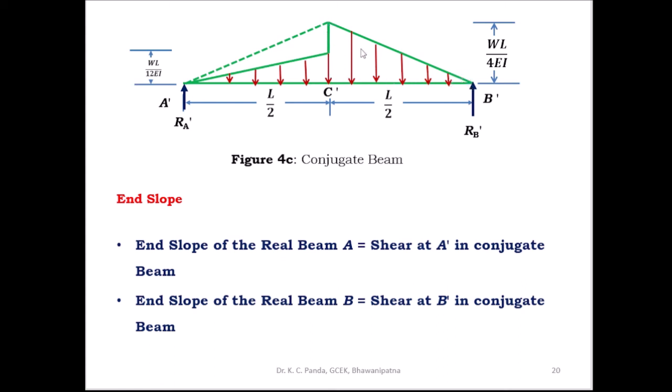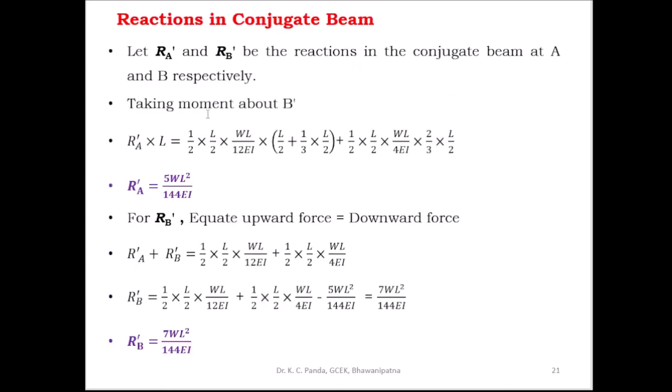Then take the moment of this area. So the moment of this area is half into L by 2 into WL by 4EI, and what is the centroidal distance about this point? So this is equal to 2/3 into L by 2. So here, taking moment about B dash, RA dash into L is equal to half into L by 2 into WL by 12 EI into (L by 2 plus 1/3 into L by 2) plus half into L by 2 into WL by 4 EI into 2/3 into L by 2. Then after simplification, RA dash is equal to 5 WL square by 144 EI.